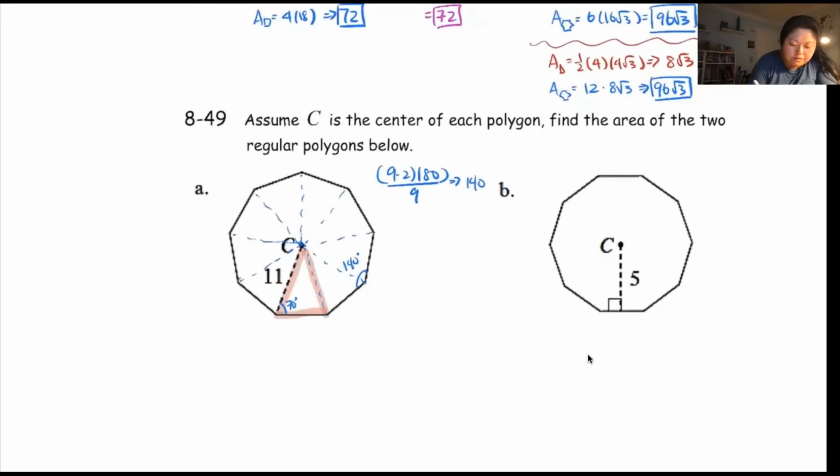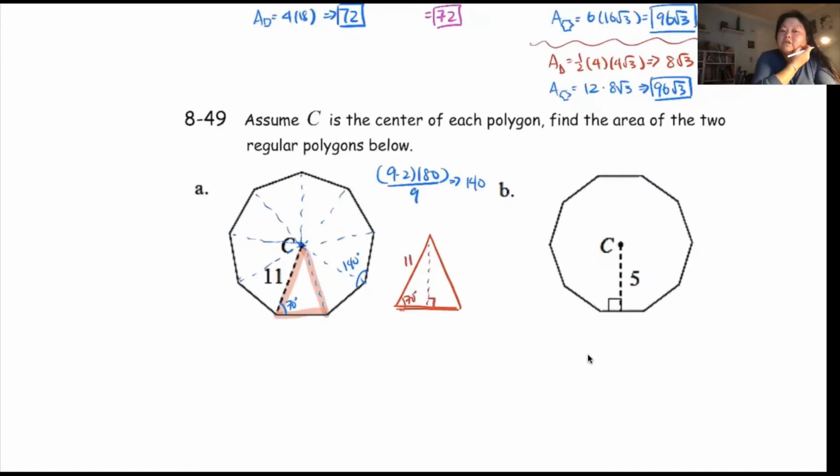right here, right? So maybe it's helpful if I draw it out again. In this triangle, I need 2 things. I need the base and I need the height, none of which I have. But I do have something. I know this is 11. I know this is 70, and I know the height must make 90 degrees.